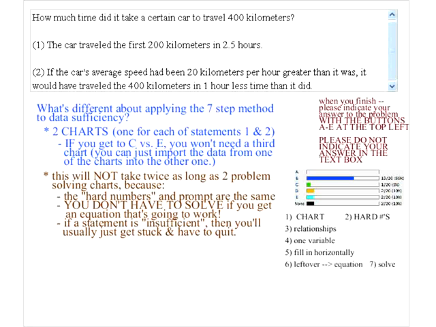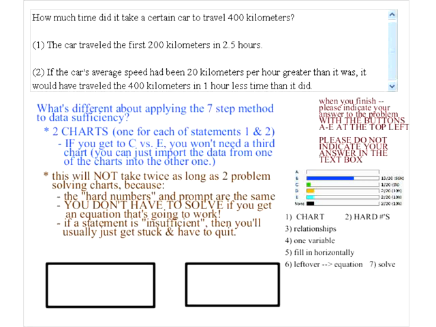So let's try this. Statement 1 and statement 2. Now what you should probably do is make them at the same time. So rate, time, distance, rate, time, distance. Who knows what the labels are for the rows? Go ahead and type in the text box.